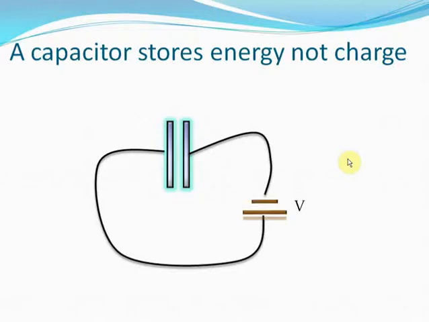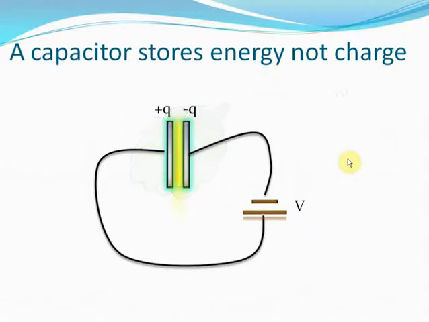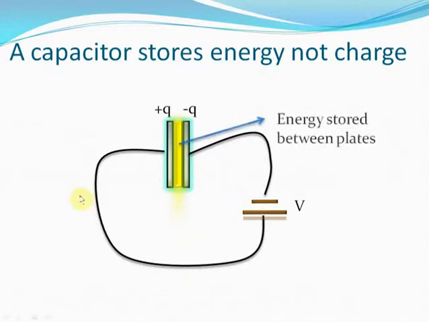basic concepts. The first concept is that a capacitor stores energy, not charge. You see, the left plate of the capacitor here has a charge plus Q, and the right plate of the capacitor here has a charge minus Q. But the net charge enclosed by the capacitor is 0, isn't it? And therefore, you can say that the capacitor does not really store charge because the net charge stored by the capacitor is always 0. However, there's always some energy in between the capacitor plates.